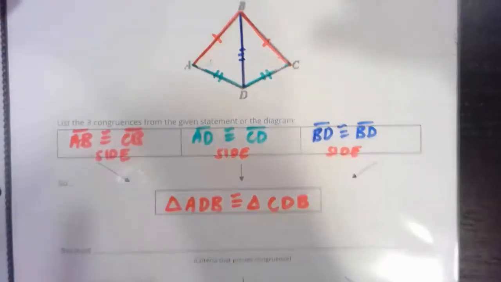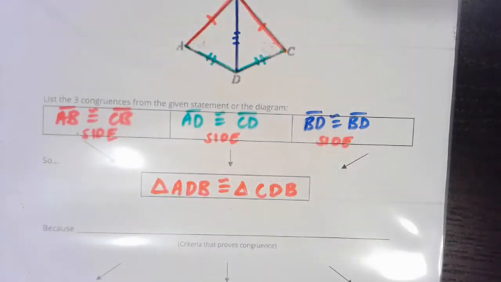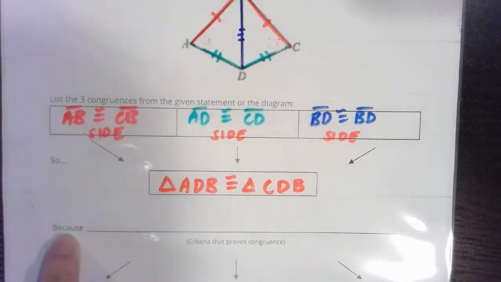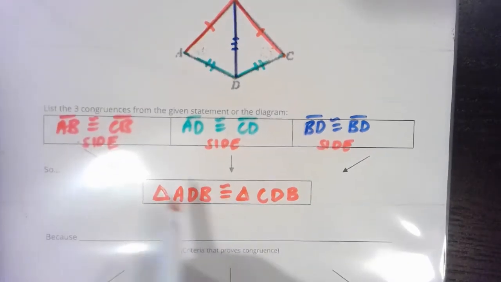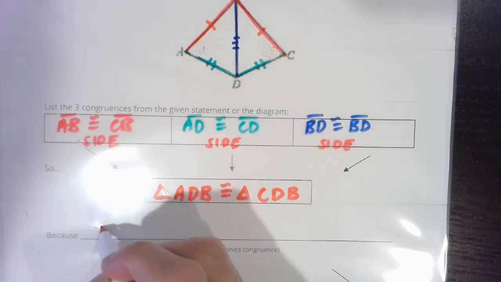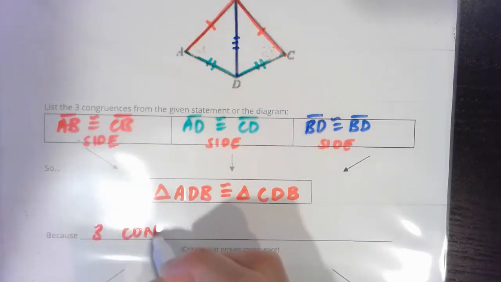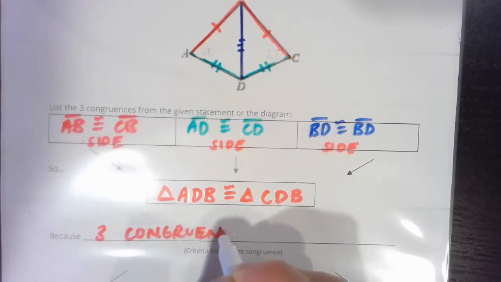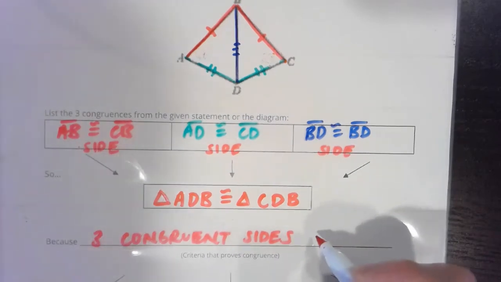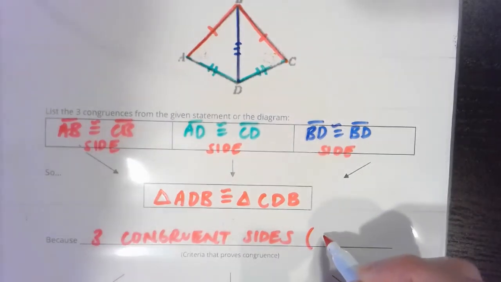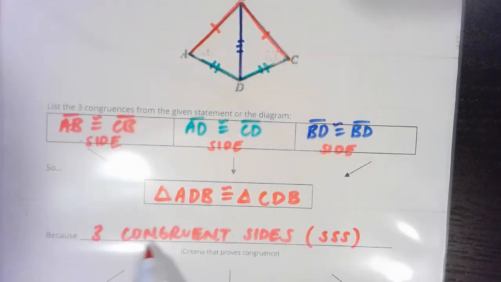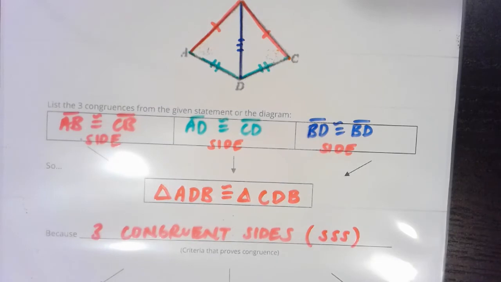And anytime that you say that 2 triangles are congruent, you have to provide the reason or the criteria why. We know that they're congruent because the criteria that we can use to prove that they're congruent is they have 3 congruent sides. Or in shorthand, a side, and a side. Please write out the full criteria, not just the shorthand.